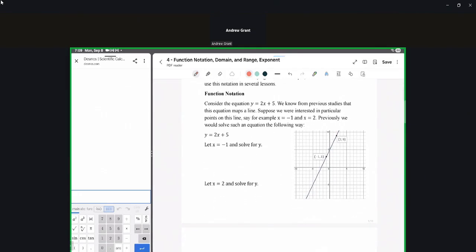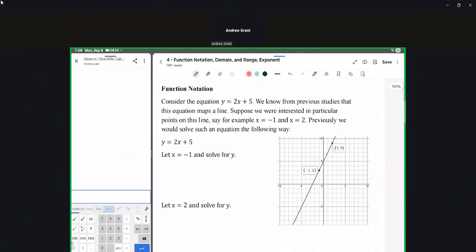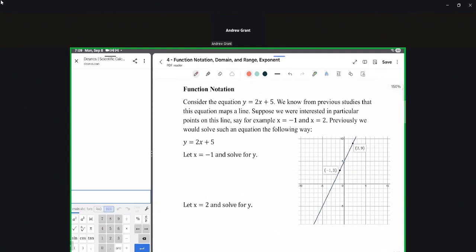So why do we care about function notation? We're going to consider this equation: y is equal to 2x plus 5. We know from previous studies that this equation becomes a line. So you can see here I graphed what this looks like, and this happens to be the equation y is equal to 2x plus 5.